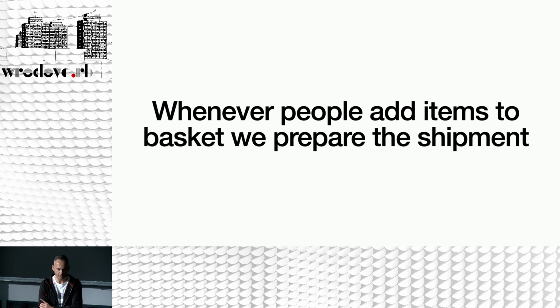Another process is whenever people add items to basket. This is an unusual requirement. This is more for those businesses which, I've heard about those fast food chains where when you use the kiosk to choose the order, it automatically appears on the kitchen, on the preparation side, so that they can most likely prepare you the food, even though you can still delete it, but it's time effective for them to prepare it. So whenever people add items to basket, to order, we prepare the shipment.